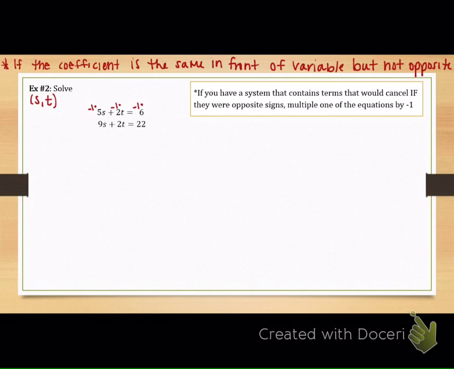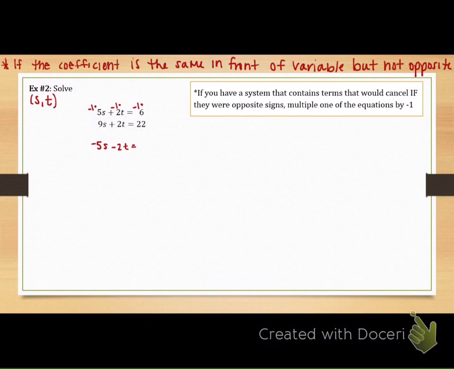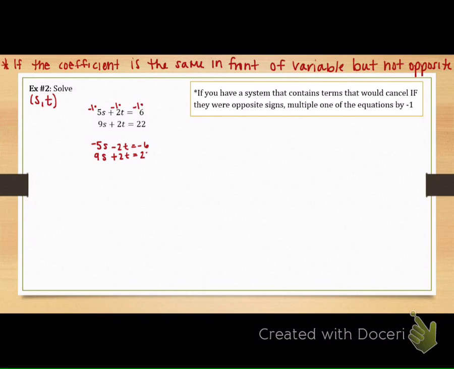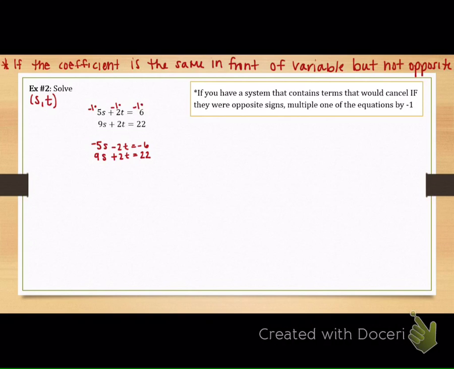So I get -5s minus 2t equals -6. And underneath that, I get 9s plus 2t equals 22. So I just rewrote the second equation. I didn't change it. I'm making sure that the s's are lined up with the s's and the t's are lined up with the t's. They're in standard form, so we're good there.